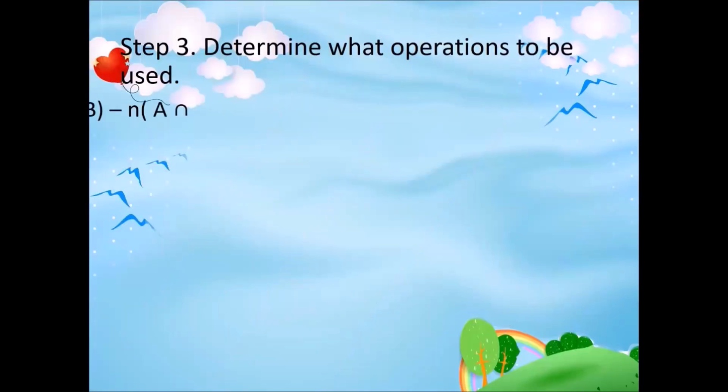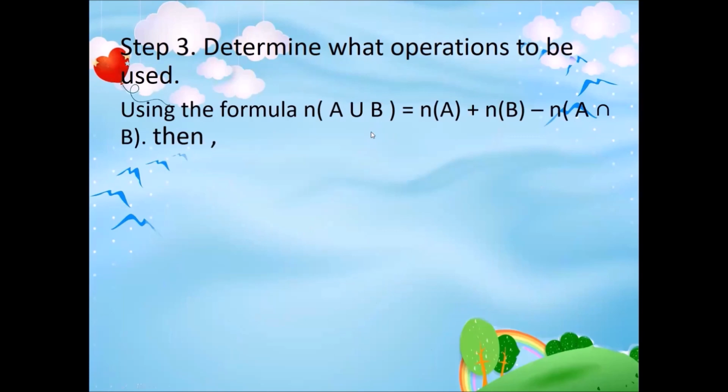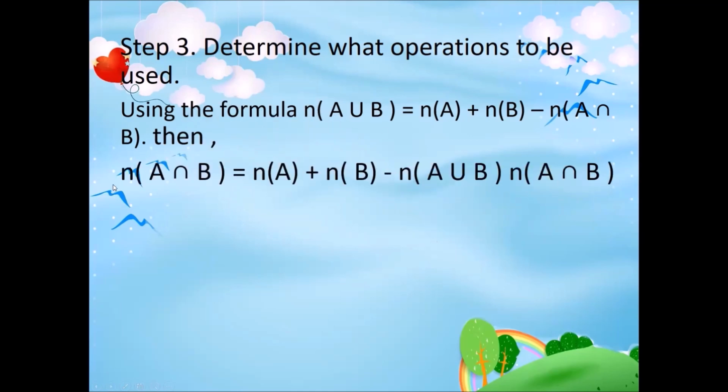Determine what operation to be used. Use the formula: number of elements of the union of set A and set B is equal to number of elements of set A plus number of elements of set B minus the number of elements of the intersection of set A and set B. Then we have n of intersection of set A and set B is equal to n of set A plus n of set B minus number of elements of the union of set A and set B.